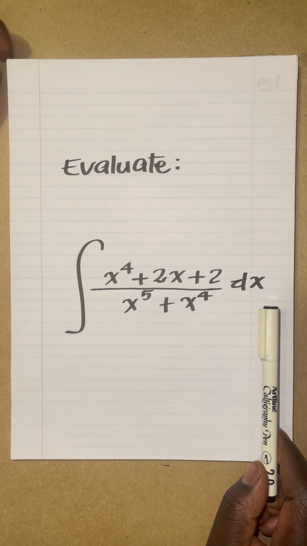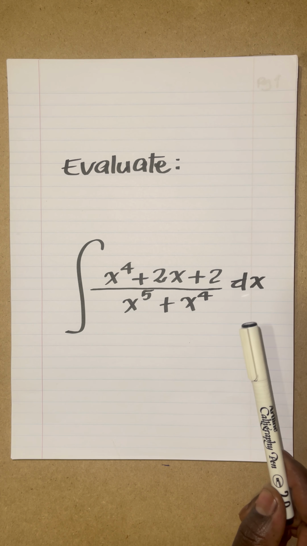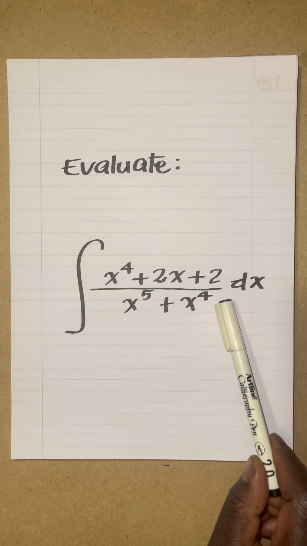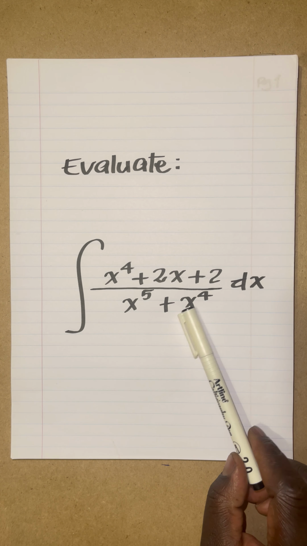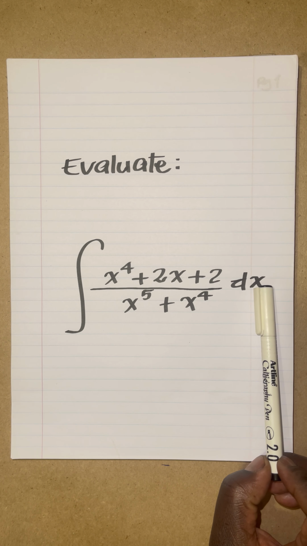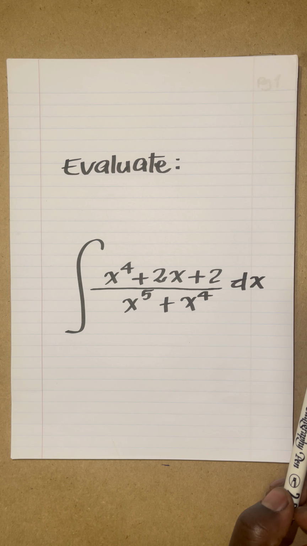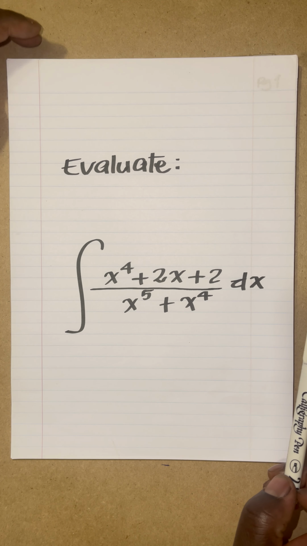Now this is one of those integrals where if you look at it, it's very difficult to know where to start from, because if you differentiate the denominator with respect to x, you don't get (x^4 + 2x + 2) dx. That means there's something else that you need to do. So we can't use substitution directly here. There's something we need to perform.